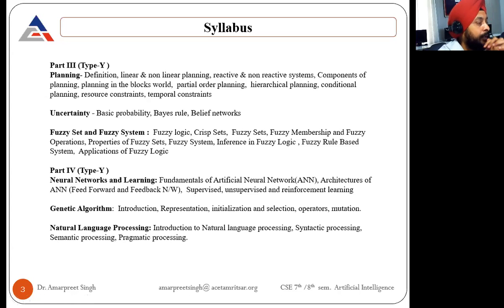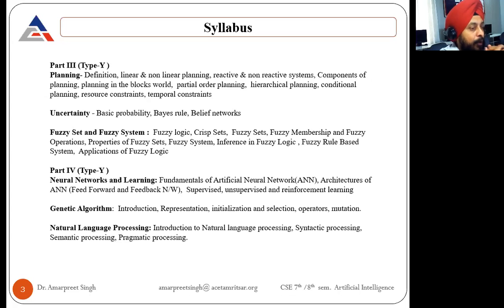In unit 3, the first chapter is planning. A very important chapter. Why is planning required? What are the components of planning? Here we will do the definition of planning, then the two types of planning, linear and non-linear planning. And we will see the categories of system, whether reactive or non-reactive. As the categorization of the system varies, the planning also changes.